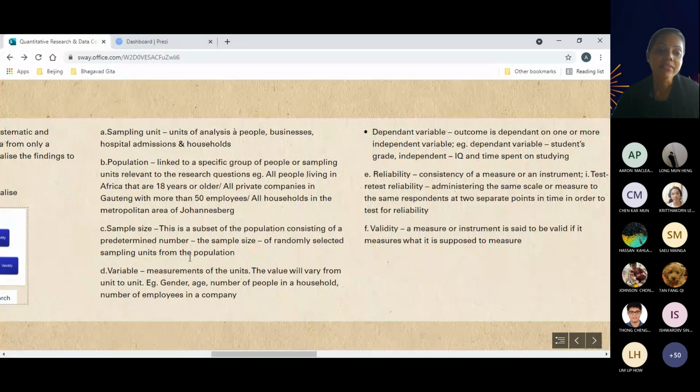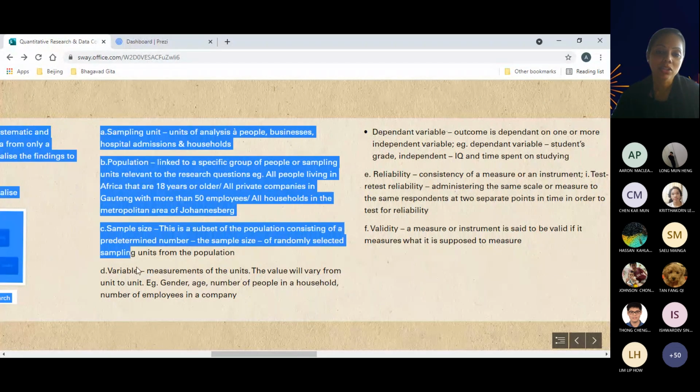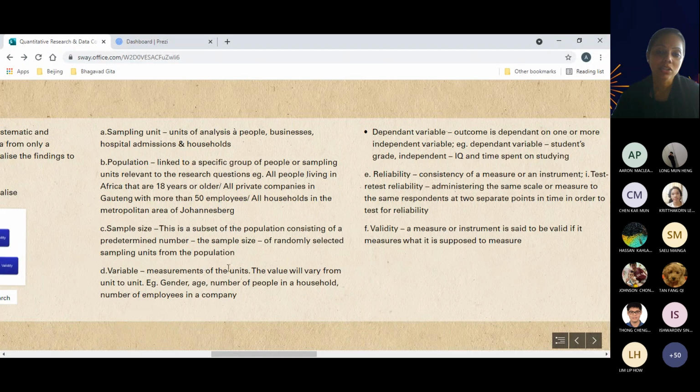Okay. Variables is actually quite interesting. Variable means the measurement of units. What are the factors that make people to buy durian toothpaste, for example? So variables can be what? Maybe the seasonal, maybe the smell, maybe the taste, you know. So these are the factors. This could be the variables.